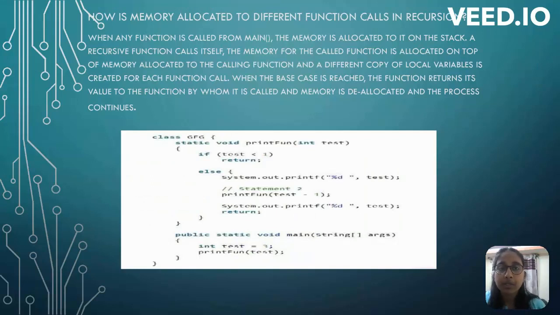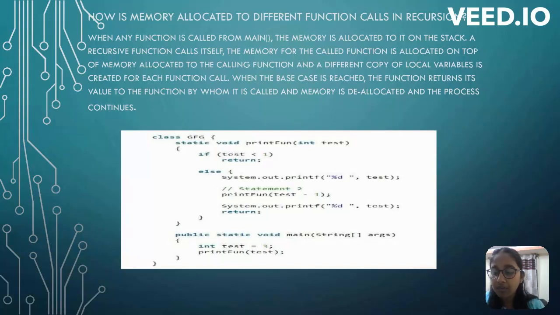How is memory allocated to different function calls in recursion? When any function is called from main, memory is allocated to it on the stack. When a recursive function calls itself, the memory for the called function is allocated on top of the memory allocated to the calling function, and different copies of the local variables are created for each function call. When the base case is reached, the function returns its value to the function by which it was called, and the memory is deallocated and the process continues. And this is the program which has been given.